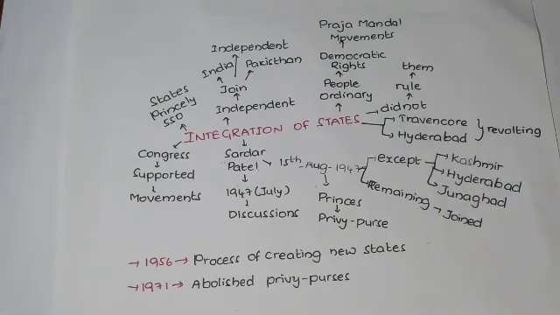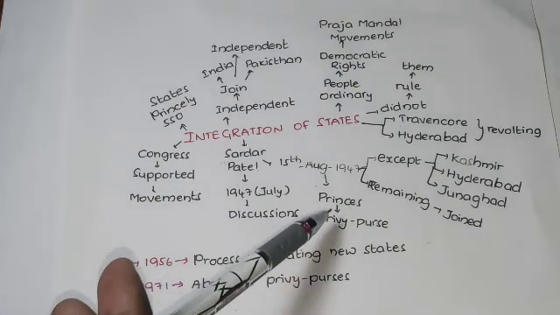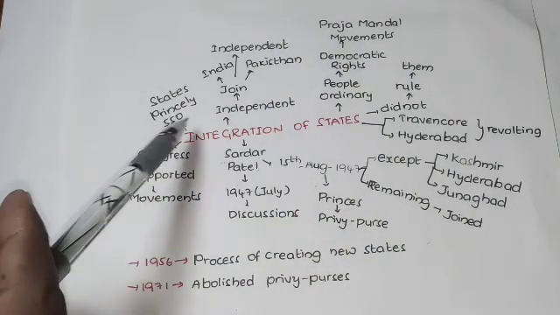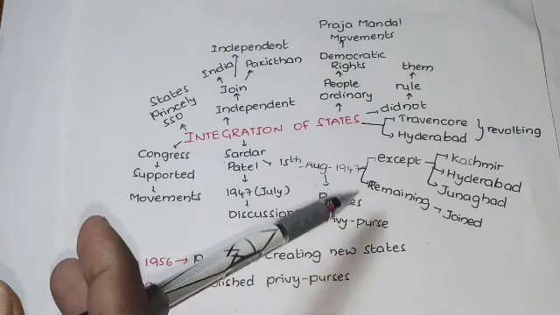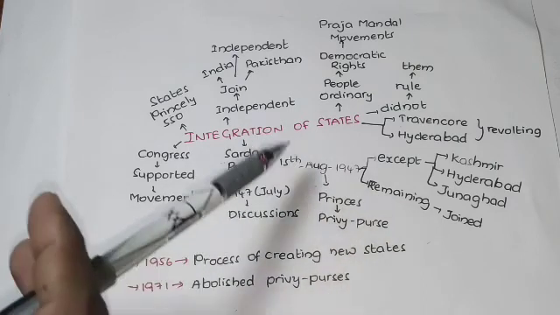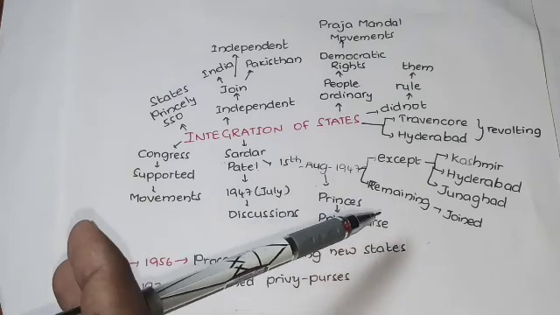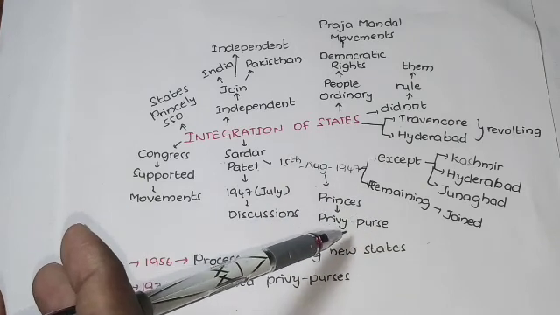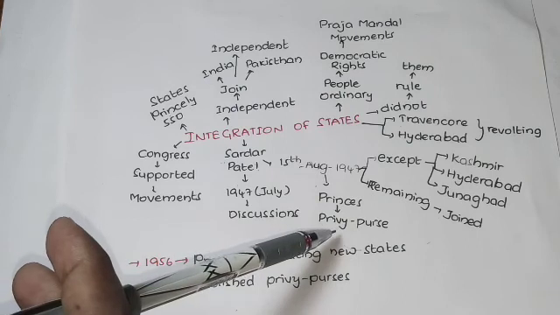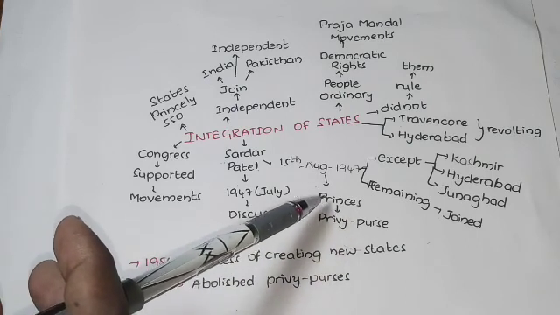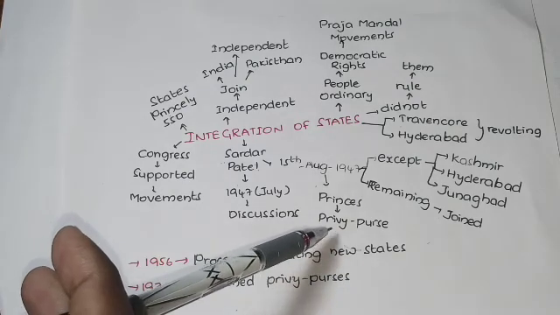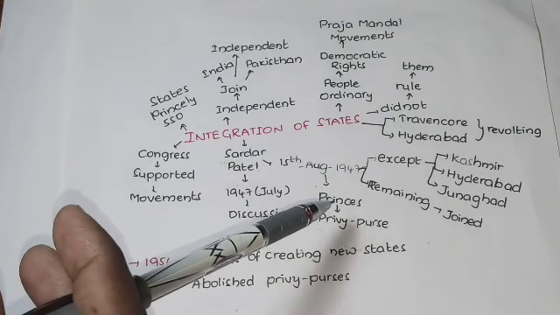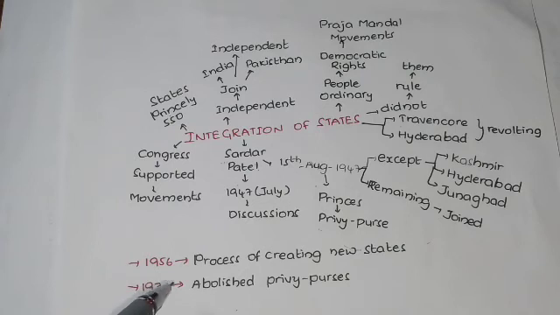So what did they do? The princes, those who were ruling the princely states, were given some pensions, which is called a privy purse. They were given some pension funds, which is called a privy purse. Why did they give it? To meet their personal expenses, to survive. The kings should survive with the help of the pensions, with the help of the funds which is called a privy purse.